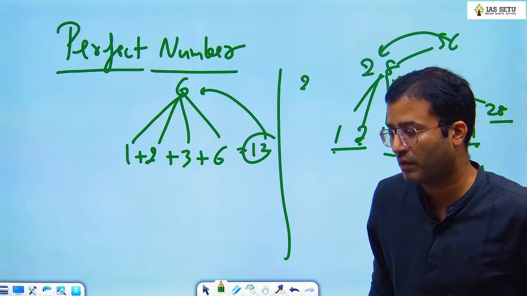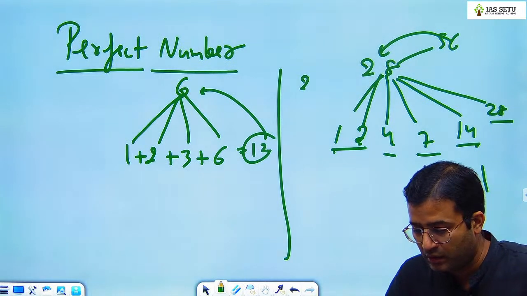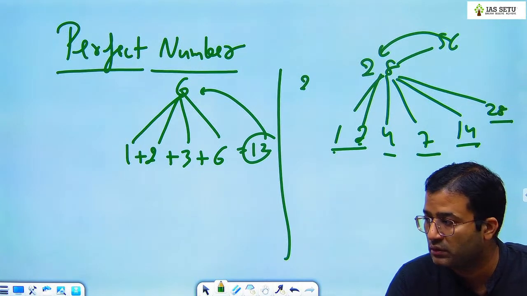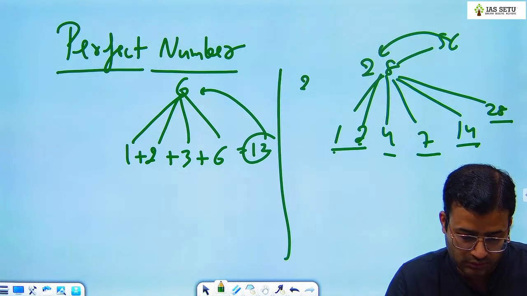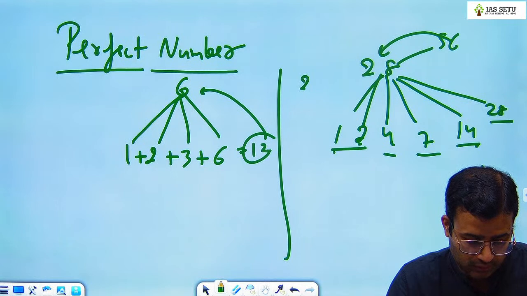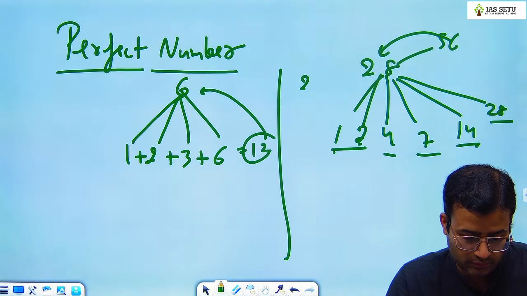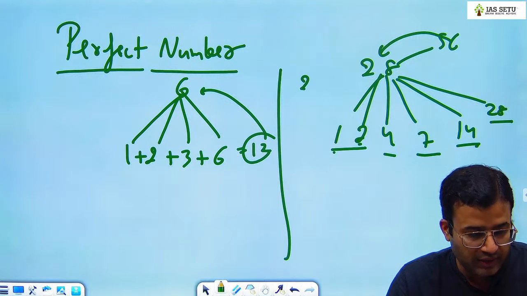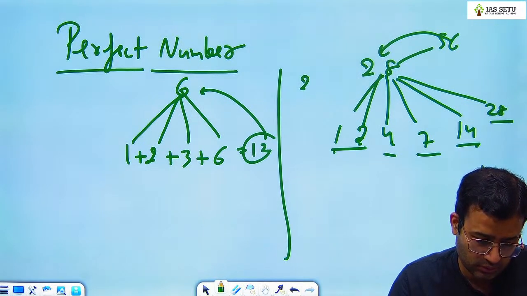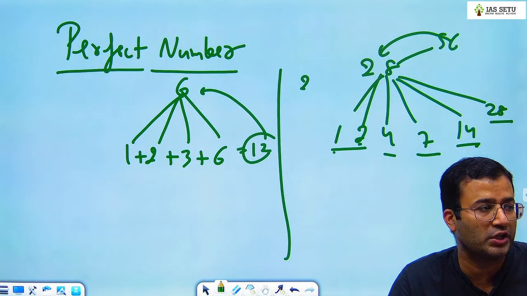Now you write. If the sum of the factors is double than the given number, then that number is a perfect number. Example 6 and 28.